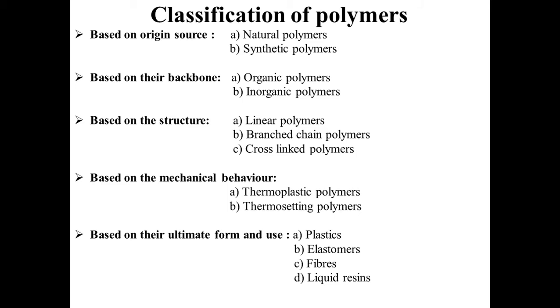Based on the mechanical behavior, it is classified into two types: thermoplastic polymers and thermosetting polymers. Based on their ultimate form and use, it is classified into four types: plastics, elastomers, fibers, and liquid resins.